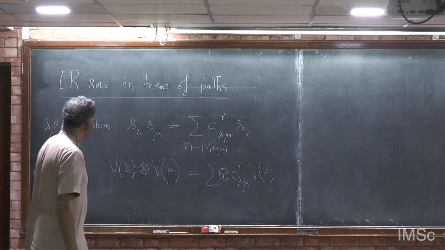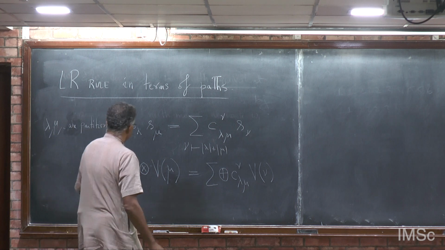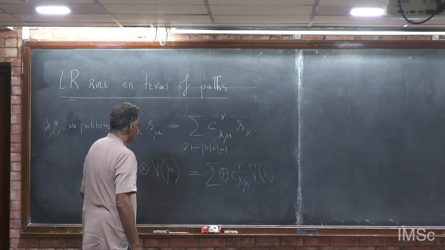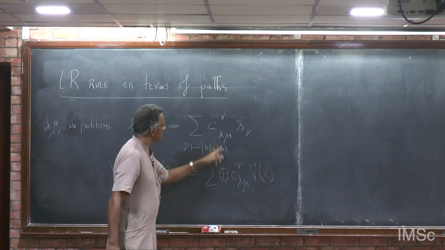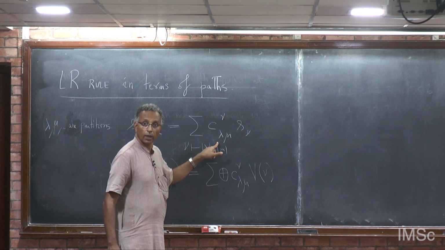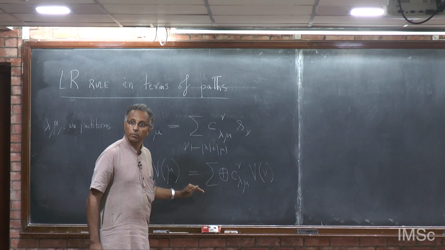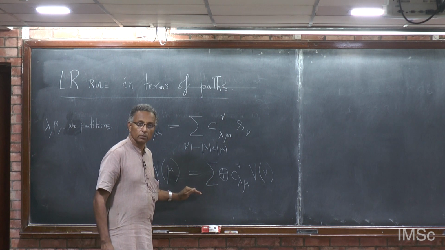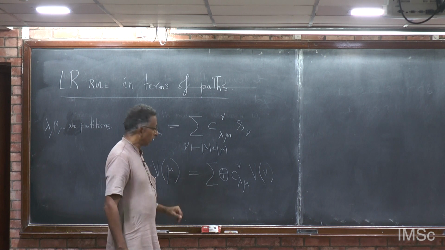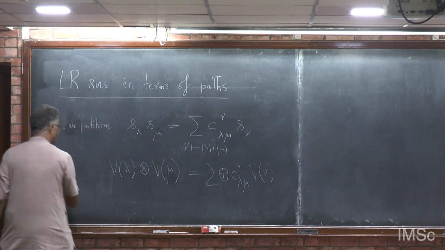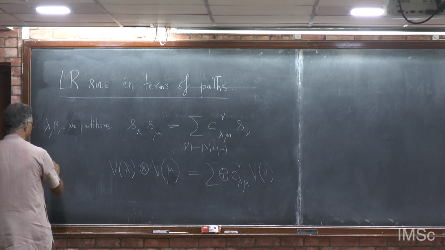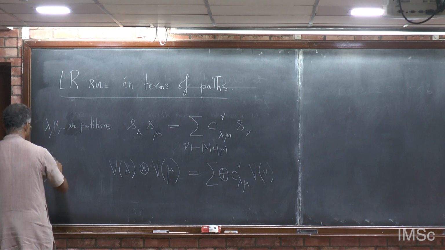Now these numbers must be the same. Why? Because characters determine representations. So this is representation theoretic, for Lie algebra, or GL n representations.